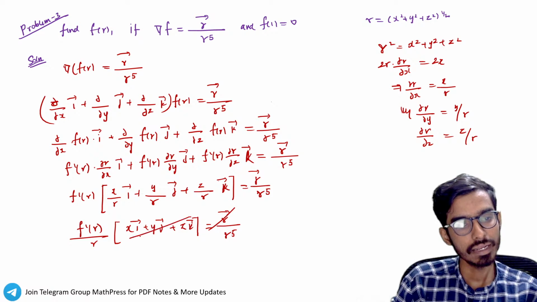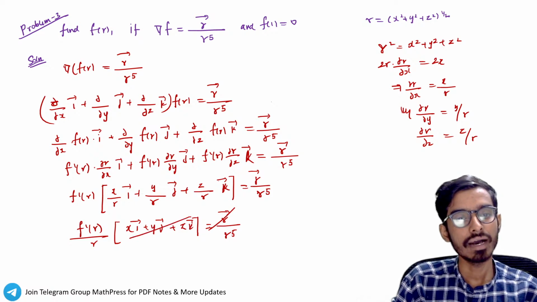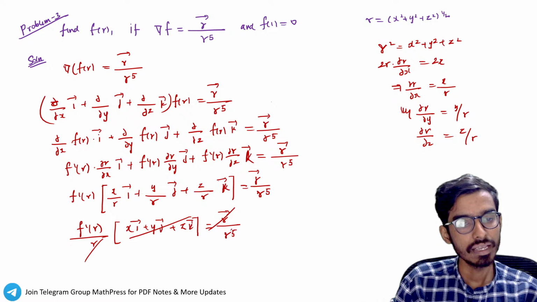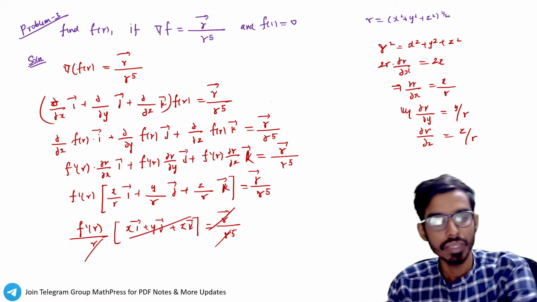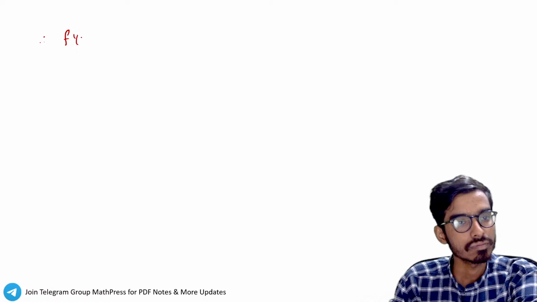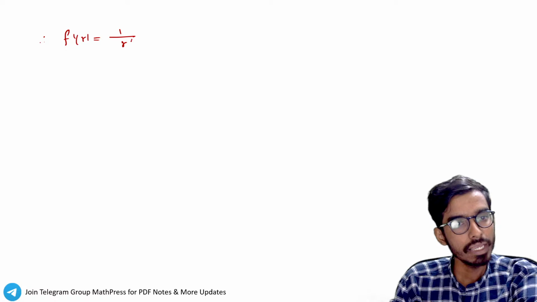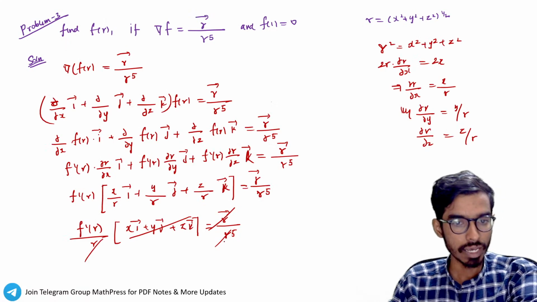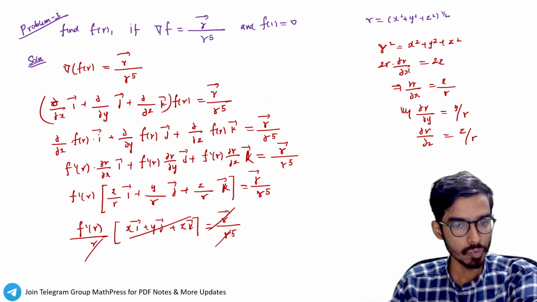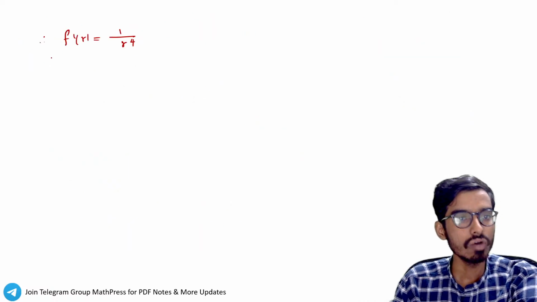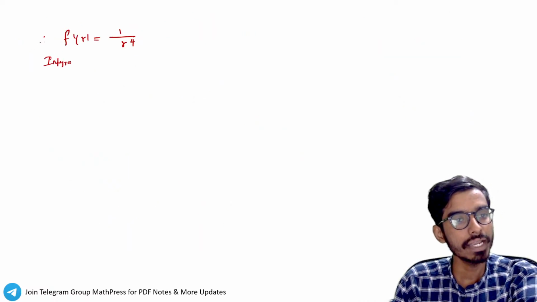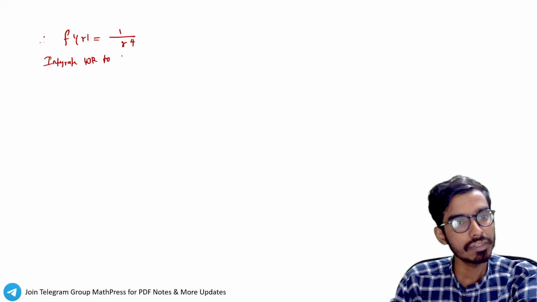So this r vector and this will get cancelled, right? Because r vector is xi plus yj plus zk, and this 1 by r will get cancelled. So we have f dash of r to be equal to 1 divided by r power 4, right? So this r will get cancelled. So we have f dash of r to be 1 by r power 4. Now integrate with respect to r, you can easily find f of r. So integration of f dash of r, integration of 1 by r power 4 dr.